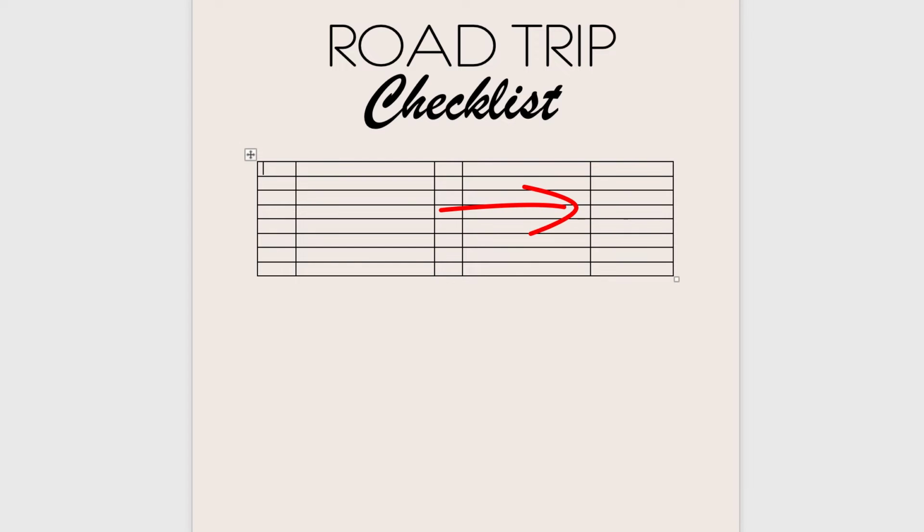So I'm going to grab this line as well and pull it over to the side here. I'm going to try and make this column here the same width as this column here. So these two columns will be where our checkboxes are.